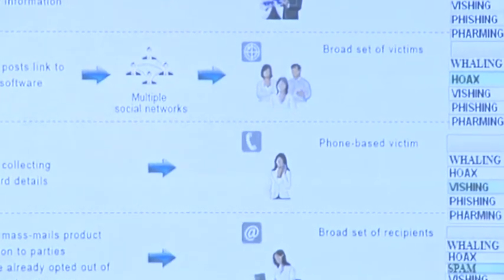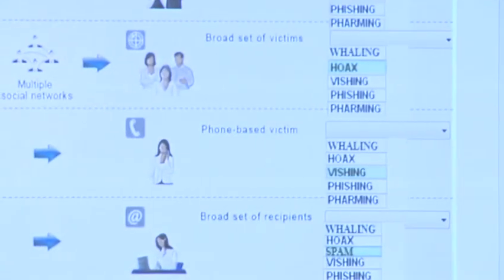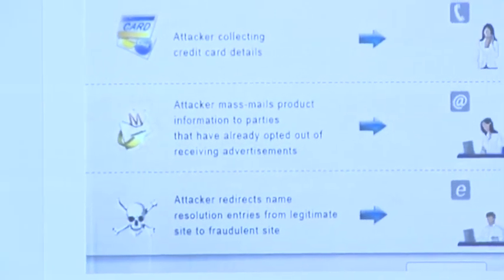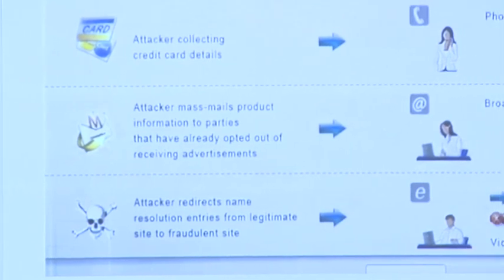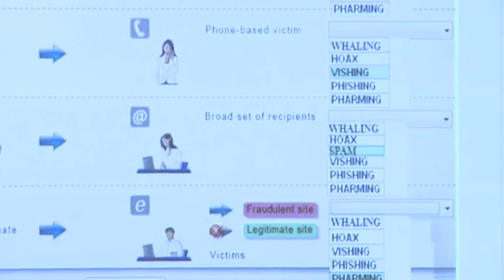The attacker's going to collect credit cards over a phone-based system. What would that be? Vishing, so phishing with a V. The next one, the attacker mass mails product information to parties that already opted out of receiving advertisements. They are sending this to a broad set of recipients.